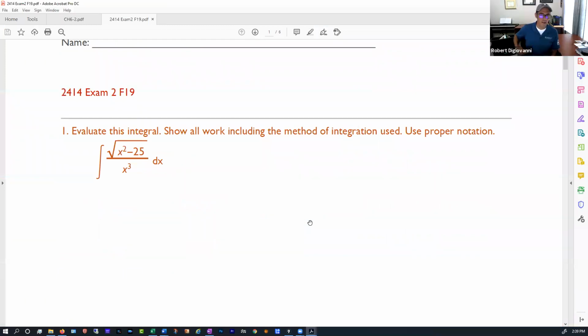Look at that. Do y'all see that? Y'all can see this, yes? That's the first question off of exam 2 from a year ago. What type of problem is that? The same one we're actually working on. Yeah, that's a trig sub problem.